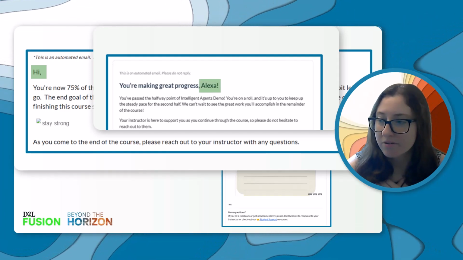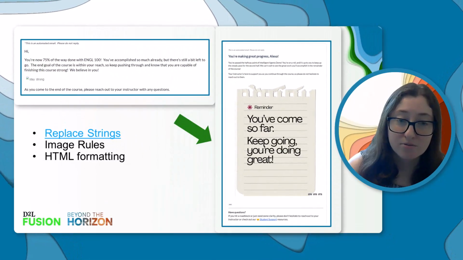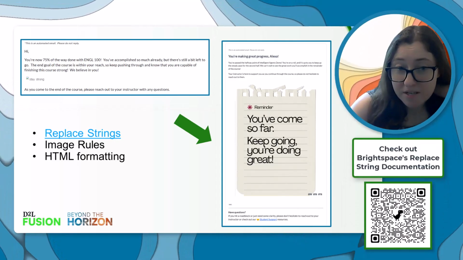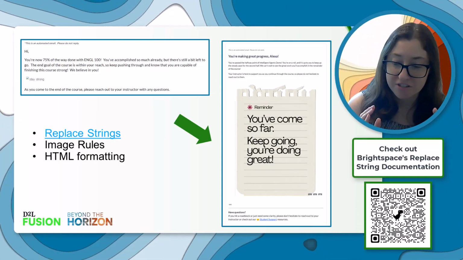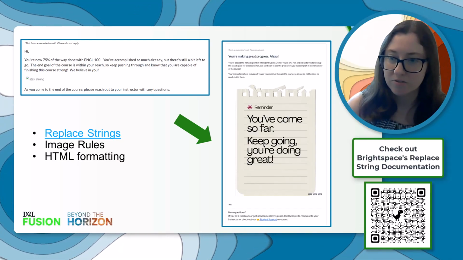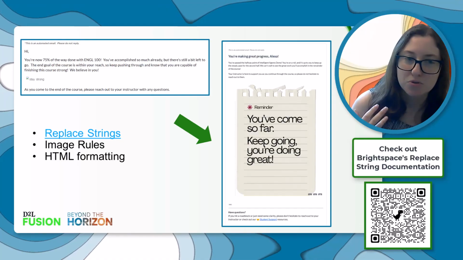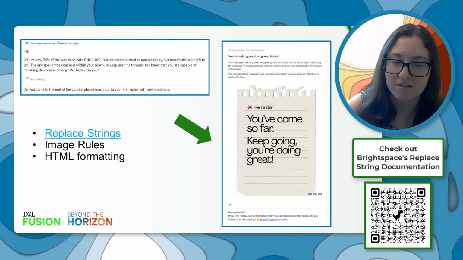So one of the things that we're going to talk about today is replace strings. We're going to be very brief about this. There's great documentation on Brightspace's website. The key thing to know is that replace strings are strings of text that when inserted into various fields in Brightspace, Brightspace knows to then replace that text with whatever the string is.